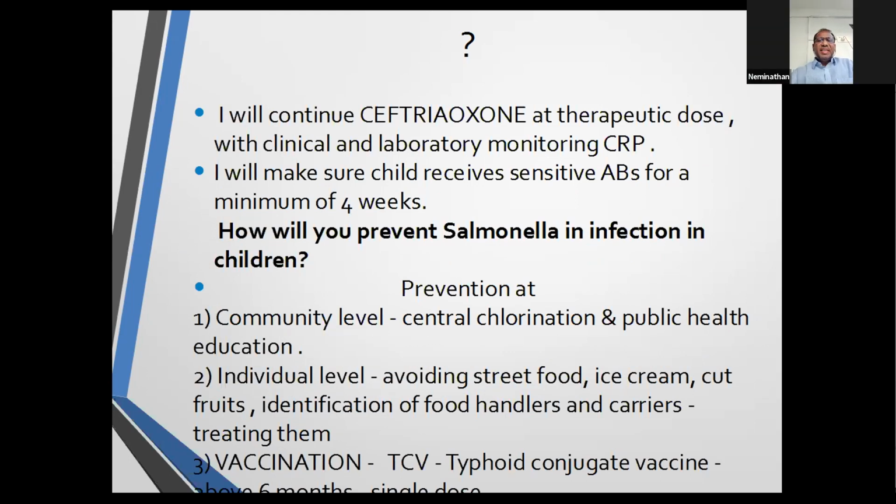Yeah, I do agree, sir. Basically, prevention is aimed at three levels: at community level, at individual level, and through vaccination. At community level, definitely we need to educate the public about boiling water. Most of the time the corporation has to take up central coordination, and safe potable drinking water is a part of the government to provide that.